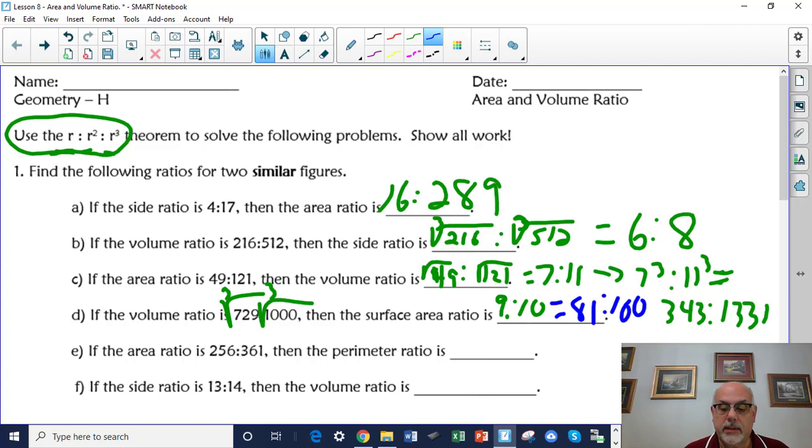So if we take a look at E, now that's interesting. The area ratio is 256 to 361. And we got to think back, and we did problems like that with similarity. The perimeter ratio is the same as the ratio of the sides. So this is worded a little interesting, a little tricky. So what you've got to do is this. Take the square root of 256 and the square root of 361. That will give you the ratio of the sides, which is also the ratio of the perimeters. Okay, so you wind up with 16 to 19.